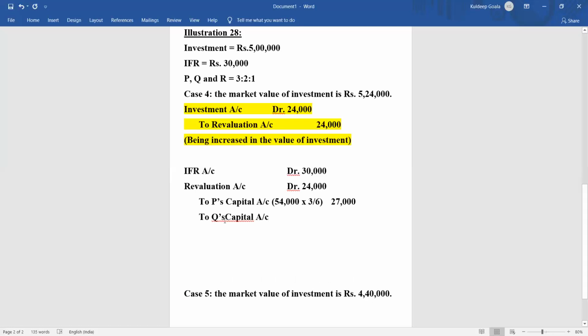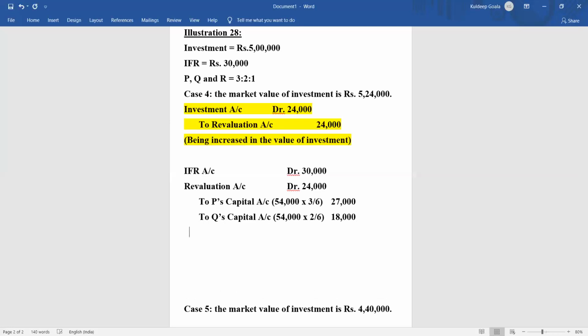Now in Q's capital account, how much will be the amount? 54,000. I'm making a note of this so that you don't get confused anywhere. It is 2 by 3, so ultimately it is coming to 18,000 rupees.